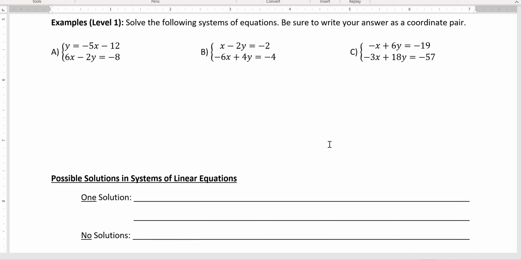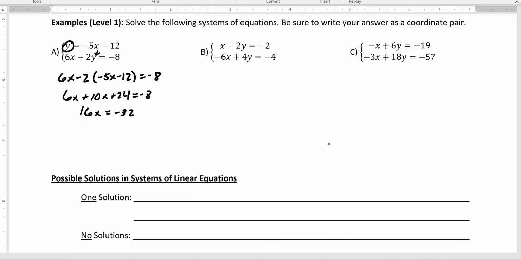y equals negative 5x minus 12, and 6x minus 2y is negative 8. So notice this one already has y isolated, so I can just go ahead and plug that into this negative 2y down here. So I'll have 6x minus 2 times negative 5x minus 12 equals negative 8. So 6x, negative times a negative gives us a positive. Negative times a negative also gives us a positive. It's negative 8. So this is going to be 16x equals, when I subtract 24, I'll get negative 32. Divide by 16, and I find that x equals negative 2.